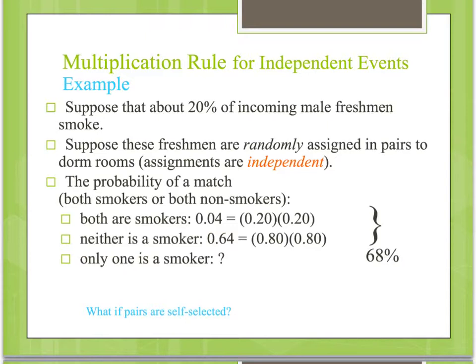Well, to get both smokers, you'd have one is a smoker and the second one is a smoker. So you would multiply the probability of being a smoker times the probability of being a smoker. And you get 0.04. And if neither one is a smoker, you'd multiply the probability of not being a smoker, 0.8, times the probability of not being a smoker, 0.8, and get 0.64. So the probability of a match, then, you would add those two, and you'd get 68%, or 0.68.